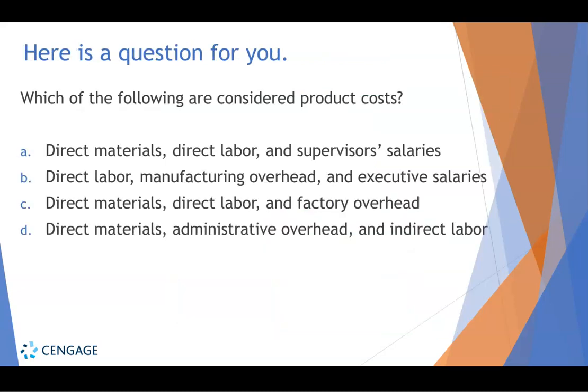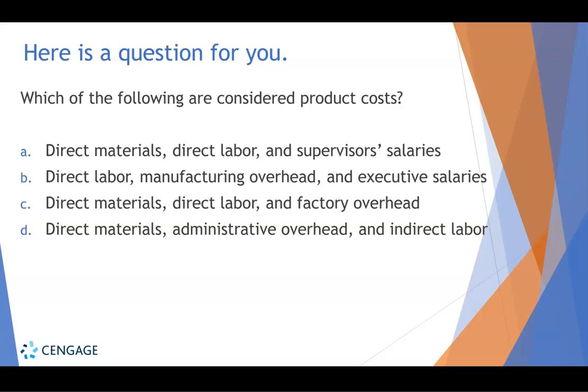So here we are going to start with a question for us. This question basically asks, which of the following are considered product cost? Direct materials, direct labor, and supervisors' salaries. Direct labor, manufacturing overhead, and executive salaries. Direct materials, direct labor, and factory overhead. Direct materials, administrative overhead, and indirect labor.